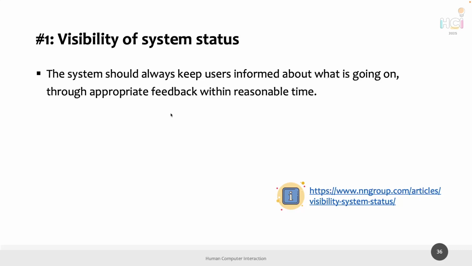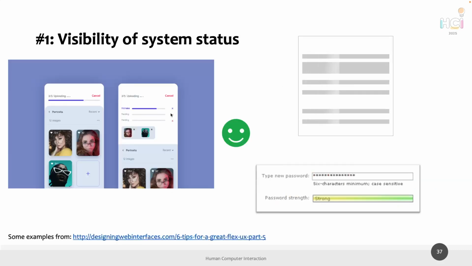So visibility of system status. The system should always keep users informed about what's going on through appropriate feedback within reasonable time. Okay, so it's about feedback. I'm filling out a form or a multi-step process in general. Can I understand my position within the process? Okay, is there any indication about how long the form is? And when I submit the form, do I receive appropriate feedback or not? Okay, so it's about feedback.